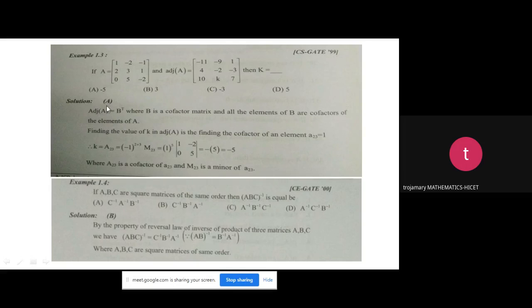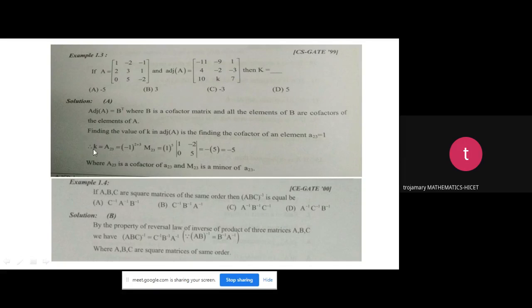Okay. So adjoint A, I already informed you, equals the transpose of the cofactor matrix. They are given A as a matrix. Then first you have to find the cofactor of A. Particularly they ask you for the elements of K only. So if you know the transpose, being a position, you have to think, then find the cofactor element.